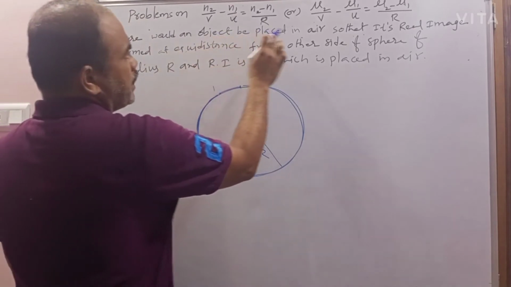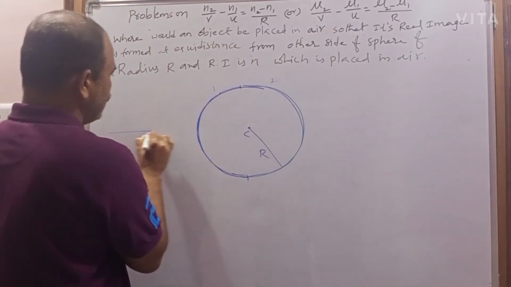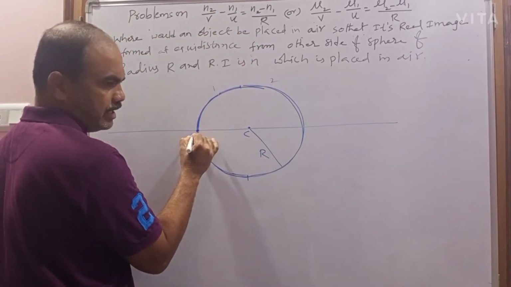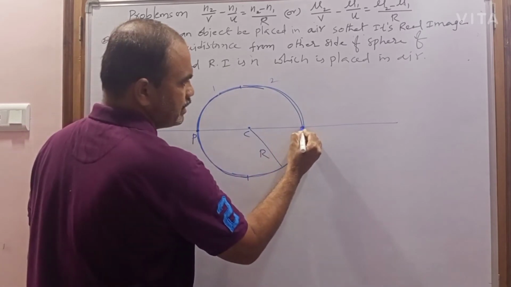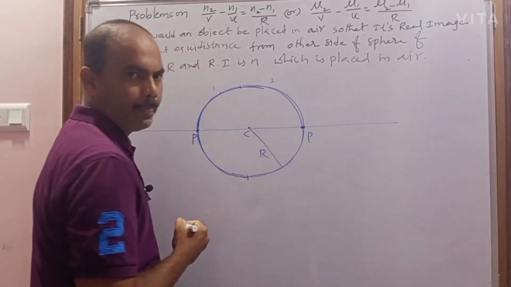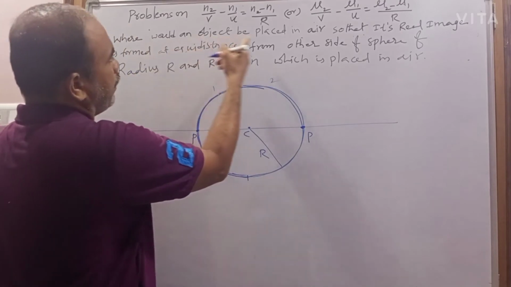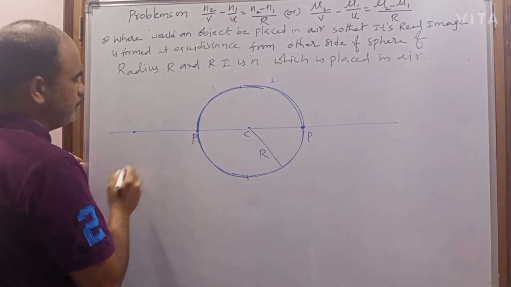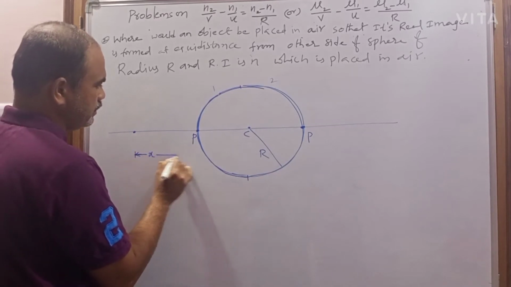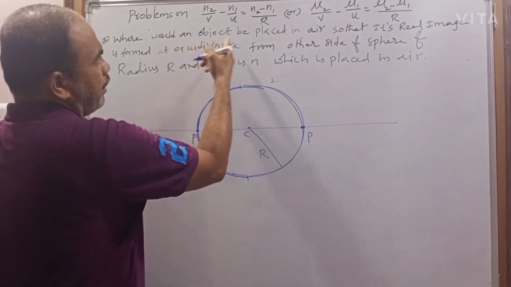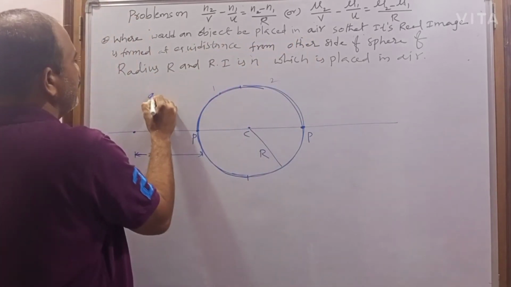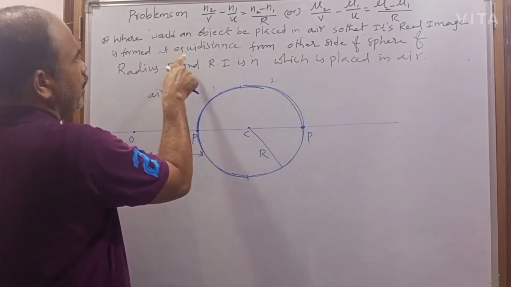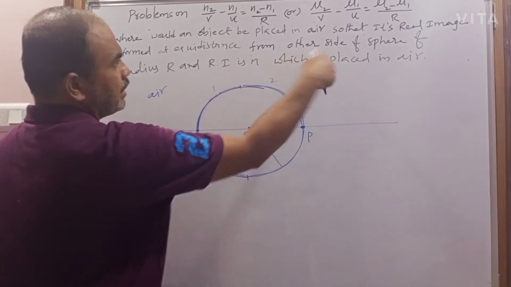So where would an object be placed in air? Now where is the object? Now consider this is the principal axis. So this is the pole of the first curved surface, and this is the pole of the second curved surface. For example, I kept the object here, at a distance x, let us imagine. This object O is kept in air, so that its real image is formed at equidistance from the other side of the sphere.